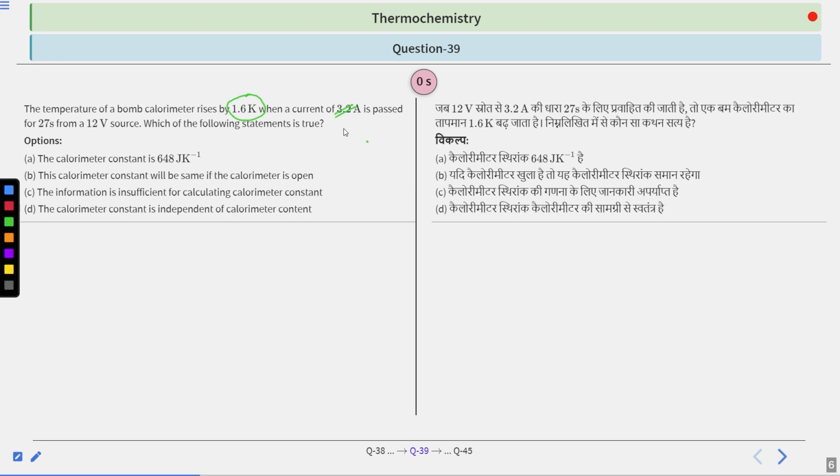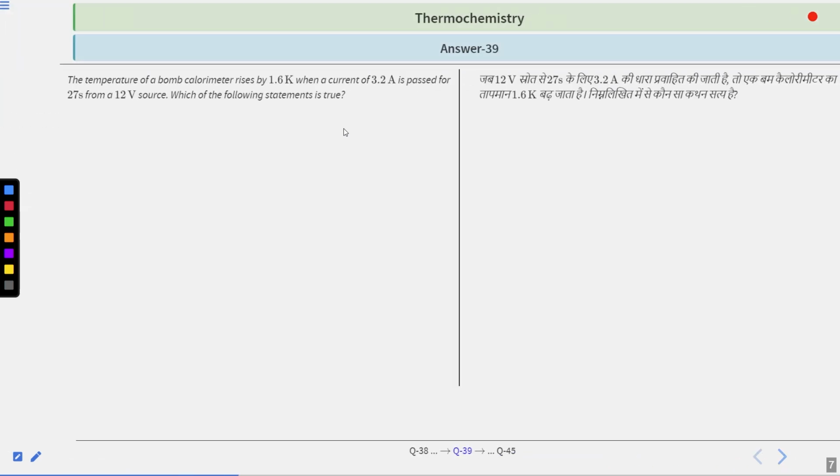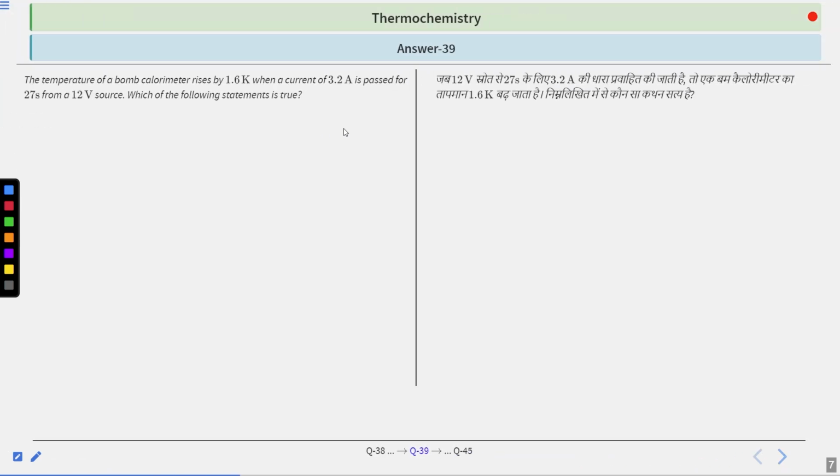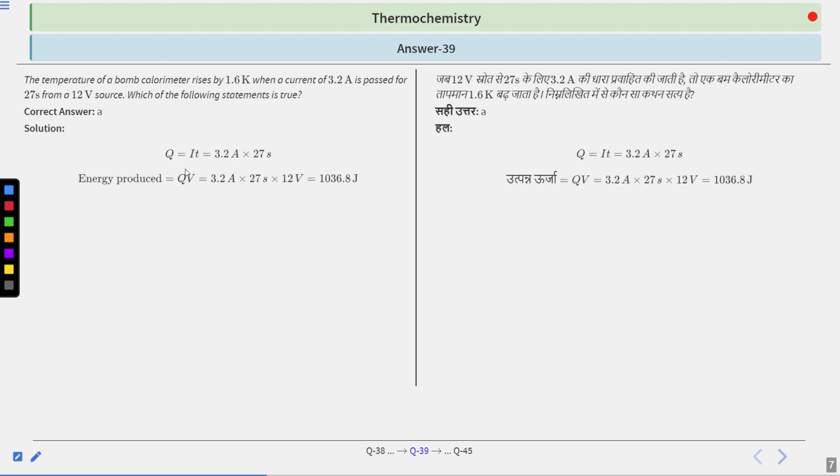So your time is up. Let us move to the solution part. I've already explained the question to you. For those who solved, the correct answer is A. So this is the thing. Q equals IT, and that will give you the total work or the energy produced, right? So I've told you to calculate this thing first.